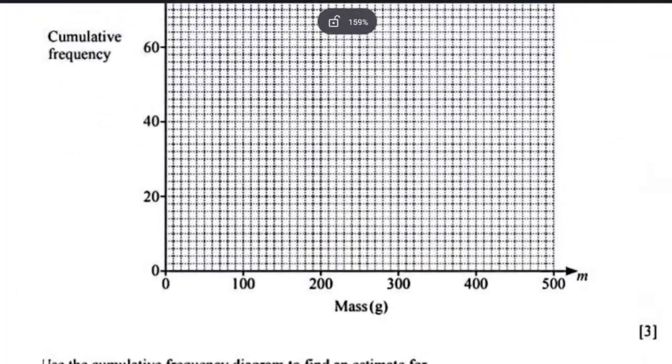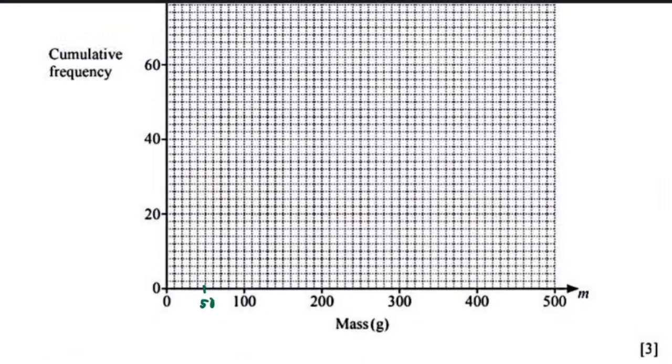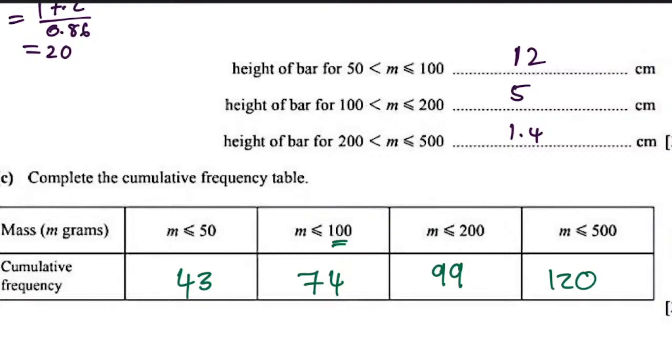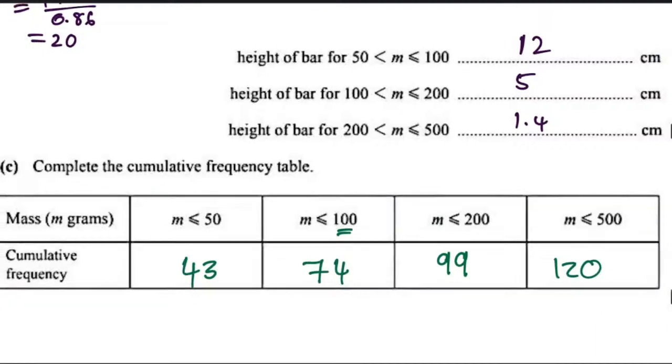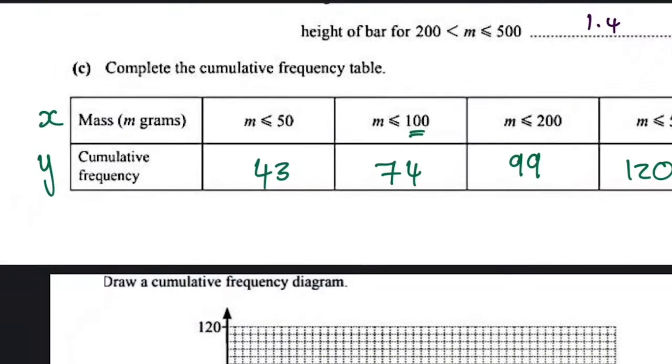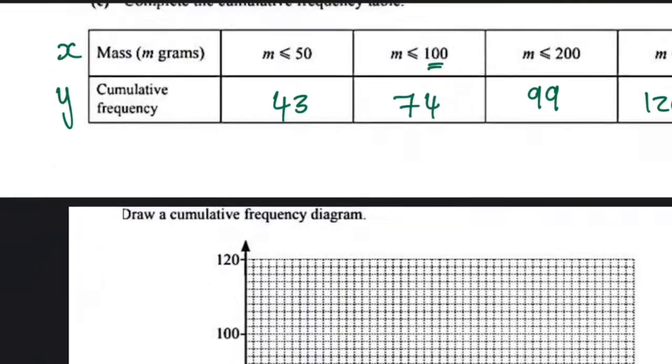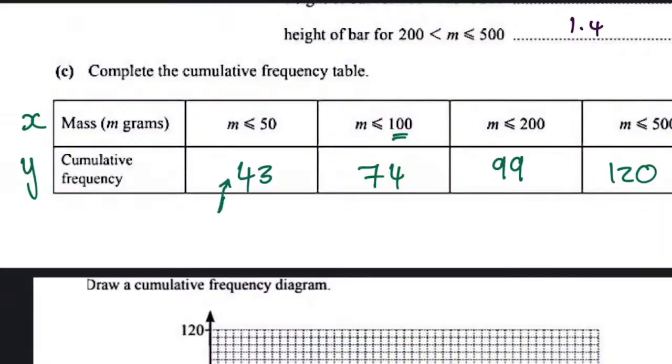X is going to be 50, which is in between. So that's 1, 2, 3, 4, 5. This is 50. This is x. Then the y is going to be 43 because it's the cumulative frequency column. The cumulative frequency column when you're sketching is the y. So here, the cumulative frequency is 43. That's what you must know.